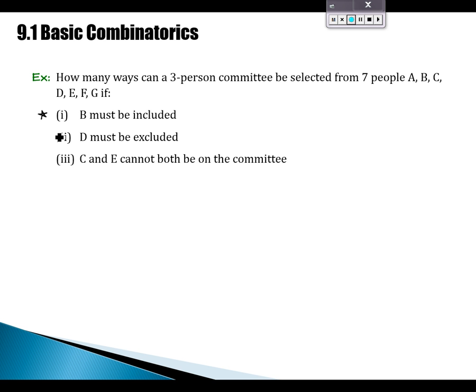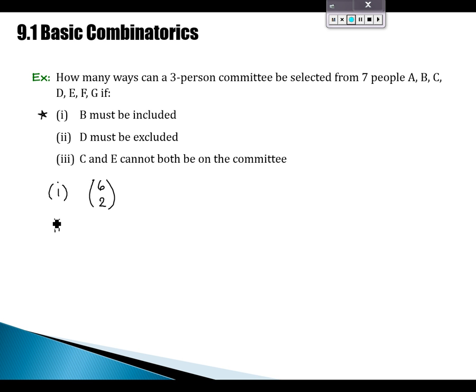Again, piles here. Separate people into piles. Do the physical thing. Visualize it. Start to actually enumerate it. Think about it. What would you do? If you had 3 slots to fill, what would you do if I said B must be included? From the 7 people, you'd take B, and you'd force B in, because you told me so. And then the only real choice you have, which wasn't a choice at all, is from among the 6, choose 2. Done. Problem one, done.